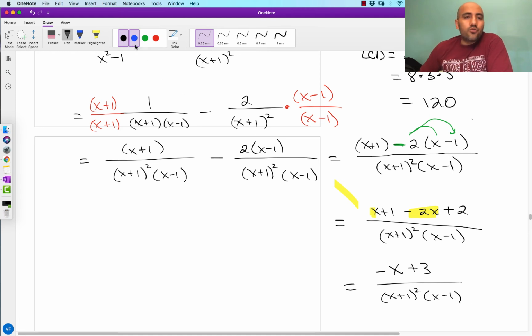And then sometimes we like to leave the minus out in front because it's the variable like this. But very often we like to avoid starting with a negative if we can, if it's a simple fix.